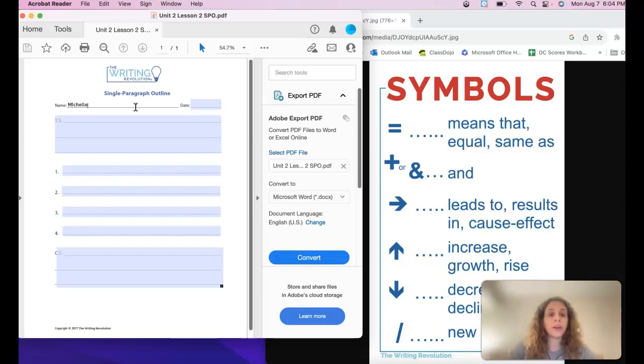So I'm going to start by writing out my name. And today's date is August 7th, 2023. The TS in the SPO stands for topic sentence. Your topic sentence is going to be the overall main idea. So these are the most important talking points that you're going to be covering in your summary.